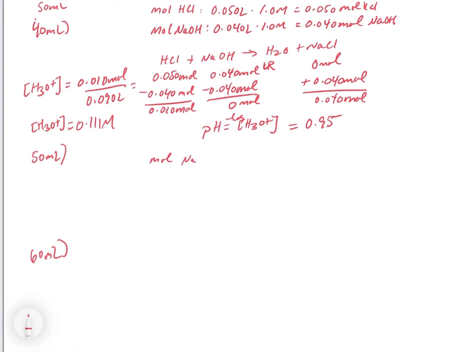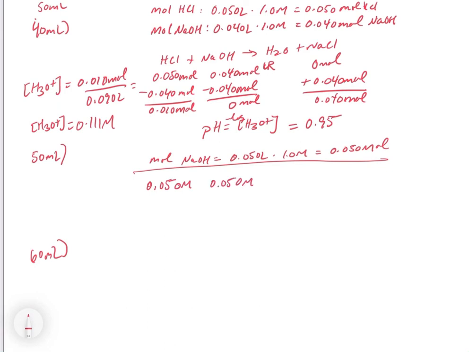Okay, so let's look at what happens when we do 50 mils. So in this case, my moles of NaOH at 50 mils is going to equal 0.050 liters times 1.0 molar, which is going to give me 0.050 moles of the NaOH. So if I do my stoichiometry table, I'm just not going to write my reaction again. I'm just going to set this up as a stoichiometry table using the same reaction above. So in this case, I have 0.050 moles and 0.050 moles. So I recognize that I am at the equivalence point here.